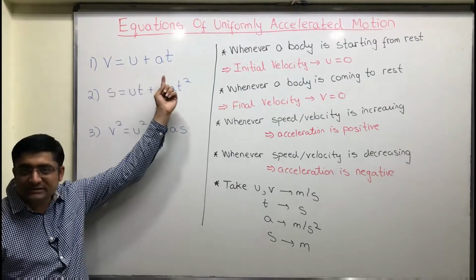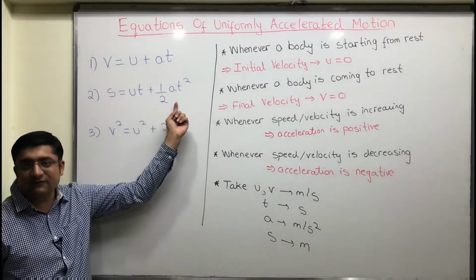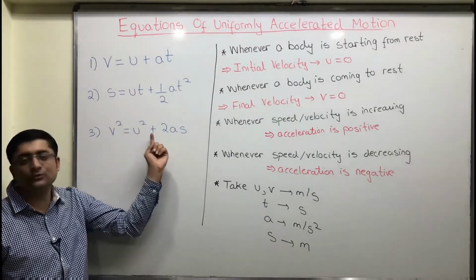v is equal to u plus at, s is equal to ut plus half at square, and v square is equal to u square plus 2as.